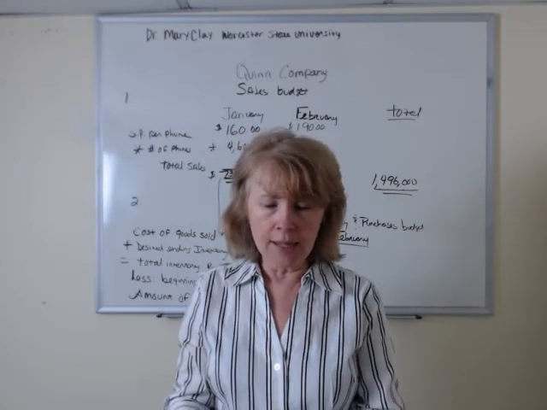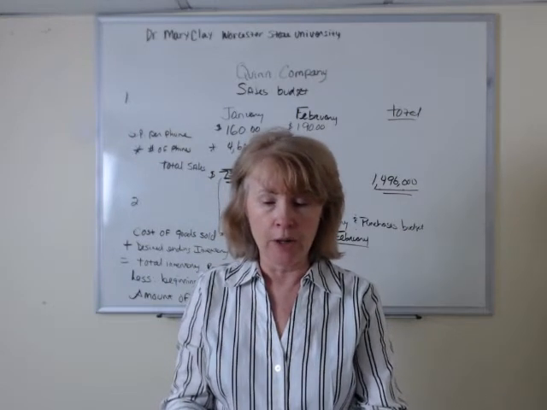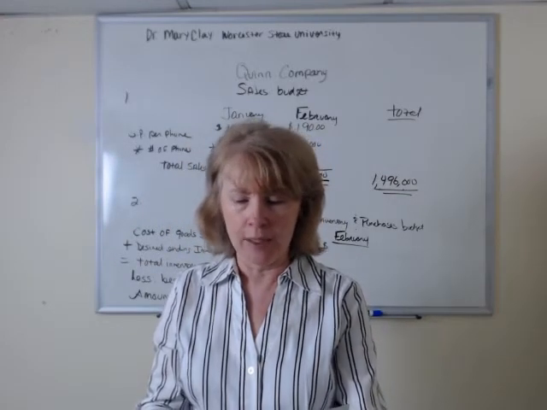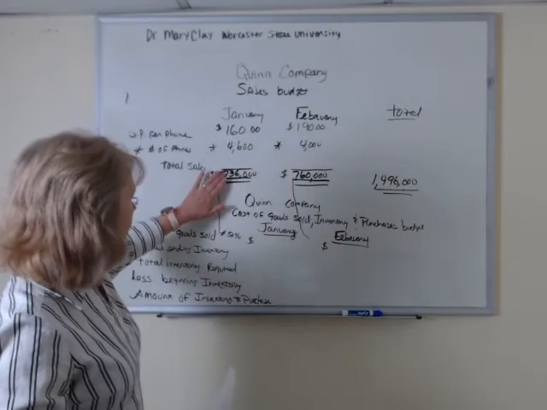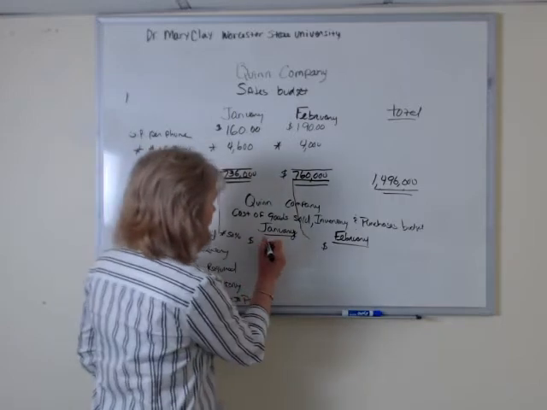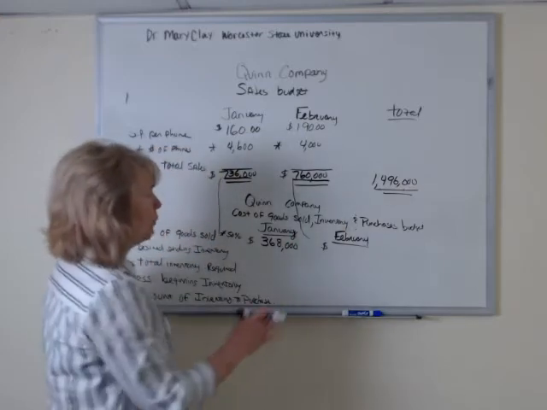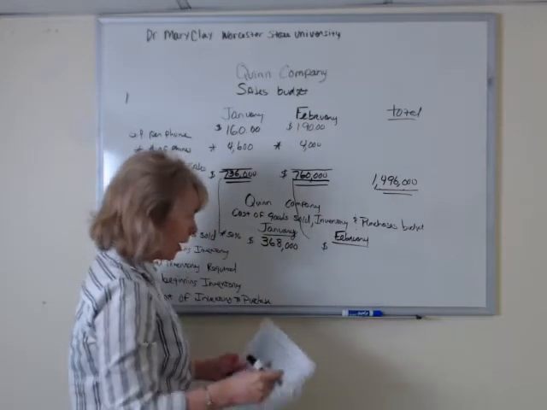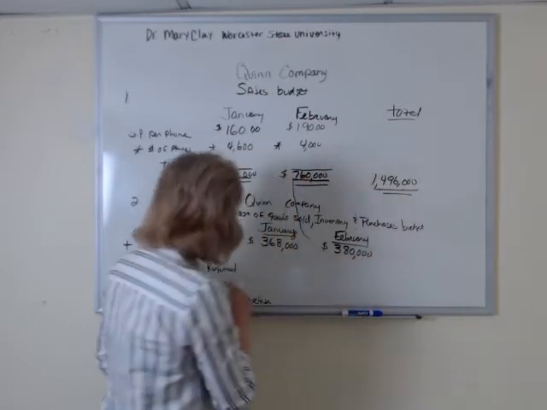All right, so now let's look at this particular problem. This second part is a little bit trickier, so we have to look at the information they gave us. It says Quinn expects cost of goods sold to average 50% of sales revenue. That's not hard, right? We're going to take sales and multiply it by 50%. So for January, my cost of goods sold figure is $368,000. For February, I'm going to take $760,000 and multiply that also by 50%, and that will give me $380,000. Okay, so that's my cost of goods sold figure.